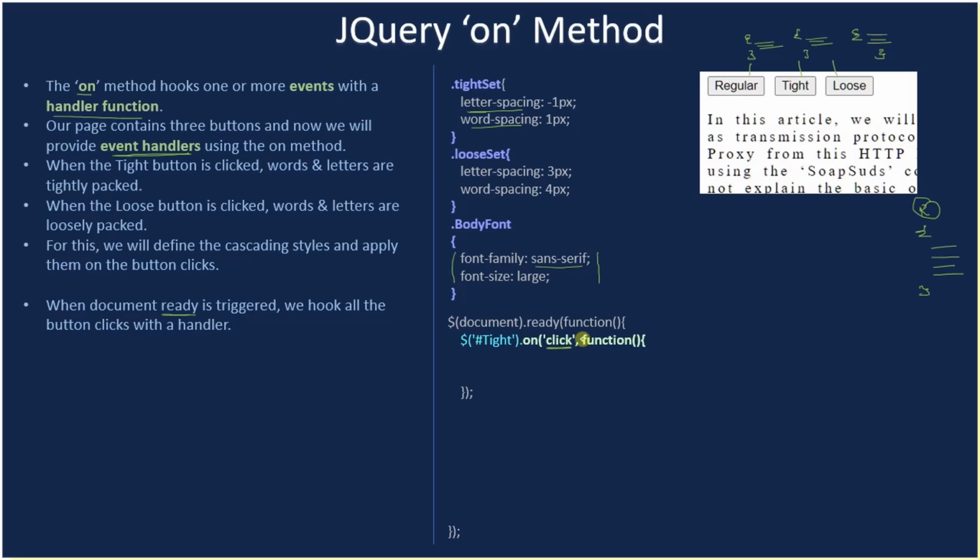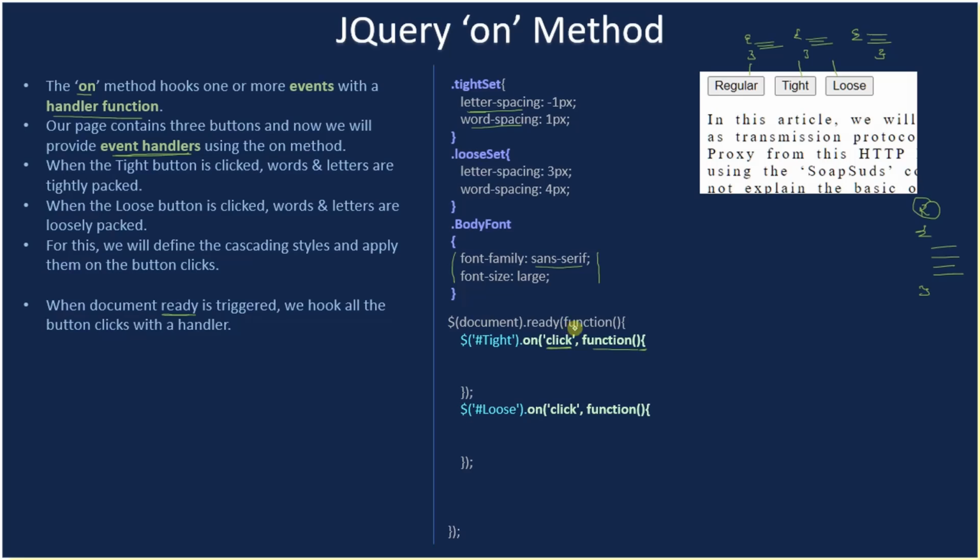right? For the on method we provide two parameters. The first one is the event name specified in single quotes. The second one is the handler function. So here we are defining the function, and here is the opening curly brace. And if you see, this is inside the event handler for the ready.